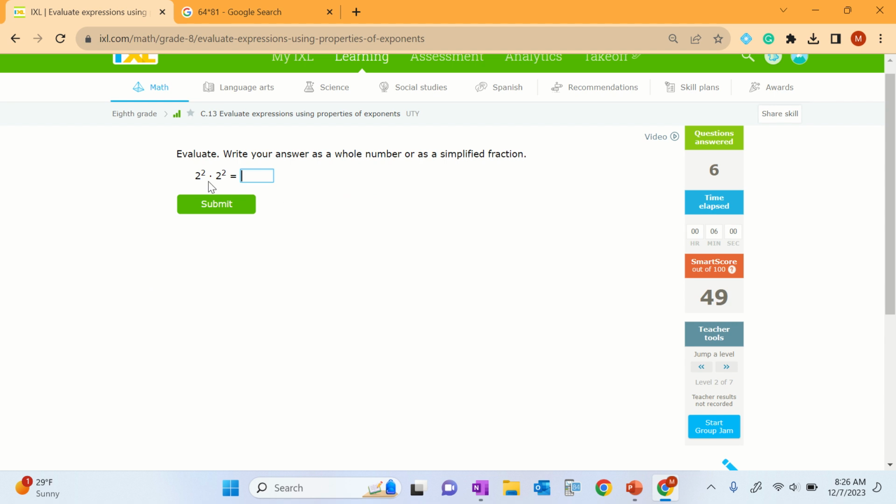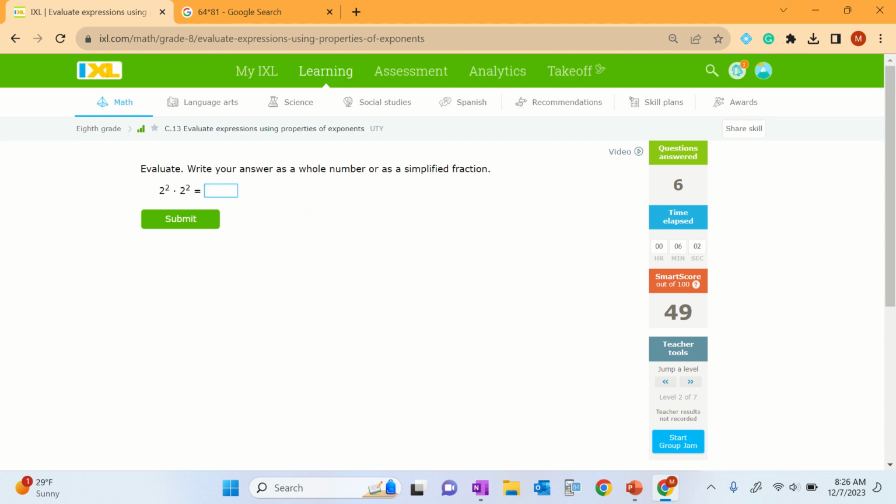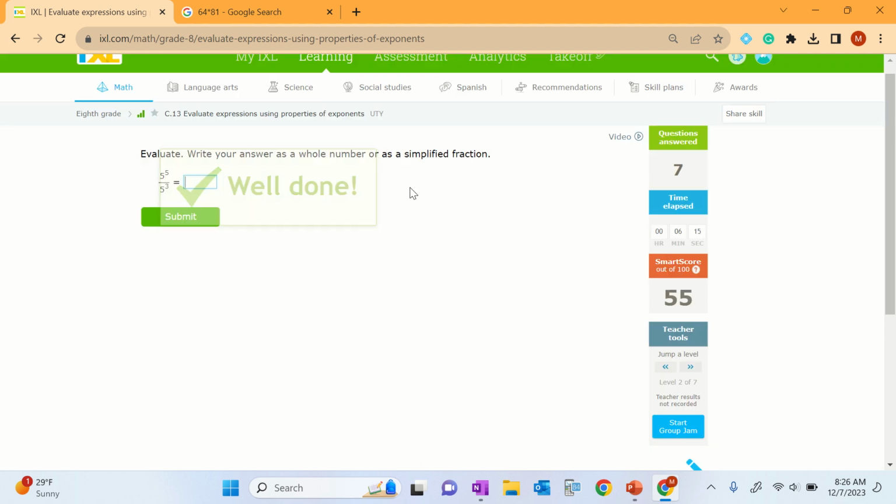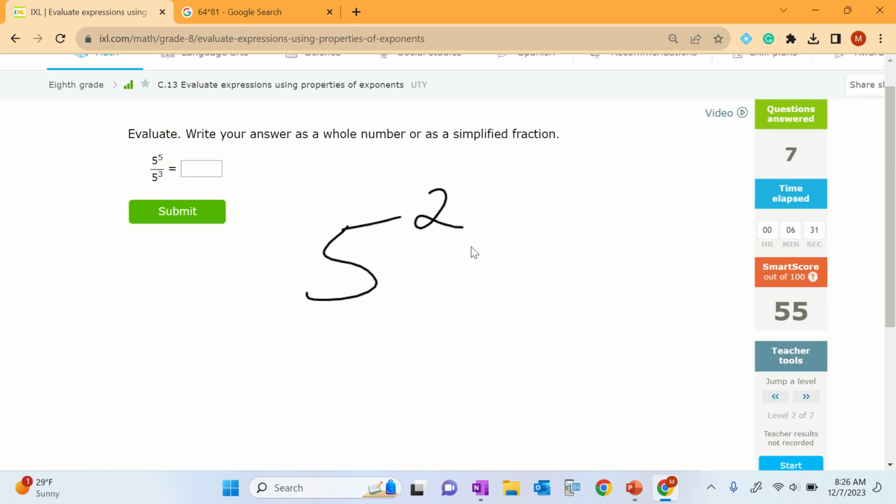All right, I think we've had this already. Keep the same exponential base, 2. Add the exponents. 2 plus 2 is 4. All right, so 2 times 2 is 4, times 2 is 8, times 2 is 16. 5 to the power of 5 divided by 5 to the power of 3. So we keep our exponential base of 5. We subtract 5 minus 3, we get 2. The larger exponent is in the numerator, so we're going to keep the exponential base in the numerator. 5 squared is 25.